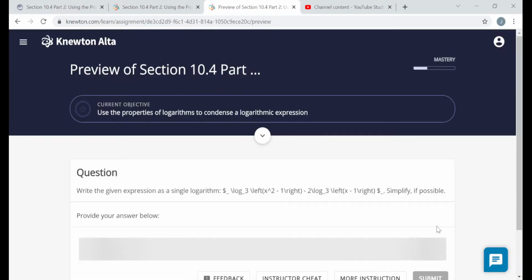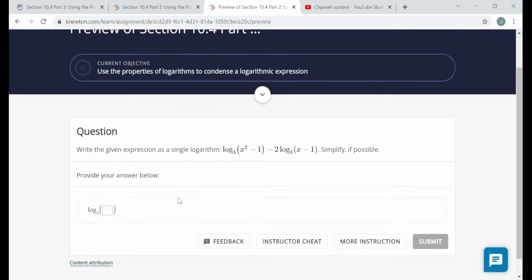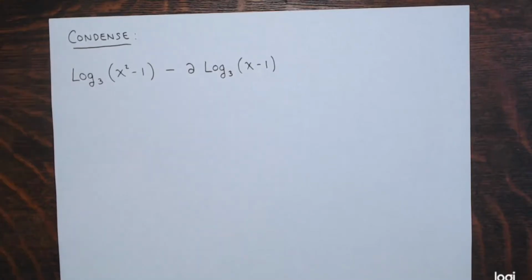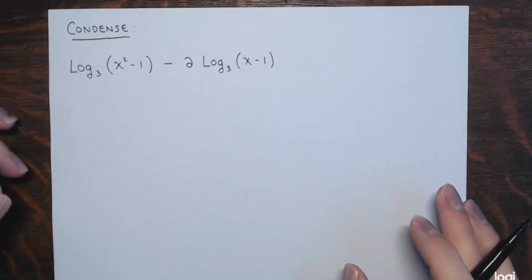Next question. All right, so now, instead of expanding, we are asked to condense a logarithmic expression. So you're going to get a logarithmic expression with multiple terms and asked to write it as a single logarithm. All right, so this is just reversing the expansion process.